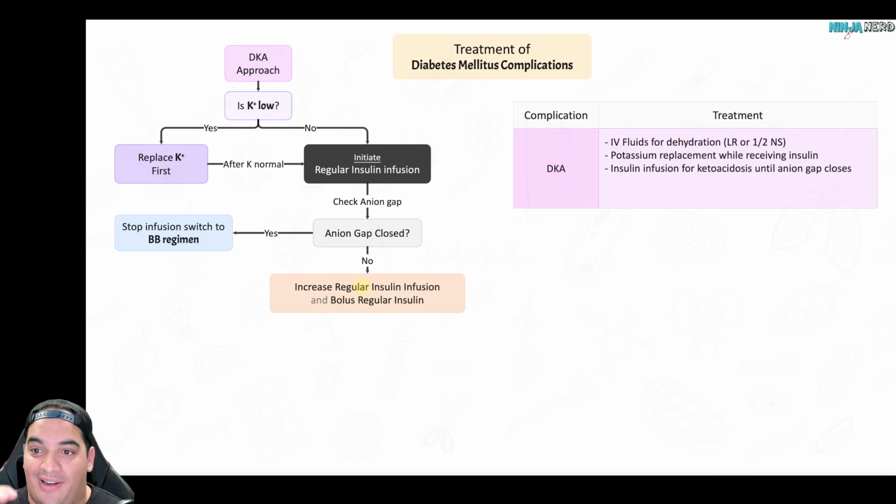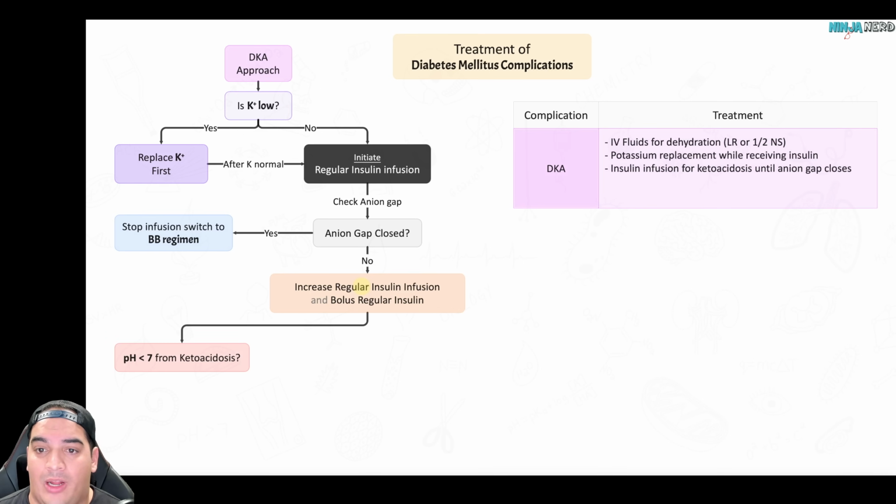So again, start off with fluids, check their potassium. If it's normal, start the insulin infusion, check their anion gap via their BMP every 2 hours. If I check it and it completely normalized, it's less than 12, you can stop the infusion. You're good. And you can just treat them with basal bolus. If you do it and the BMP shows that your anion gap is still elevated, you have to increase the rate of your insulin infusion and then rebolus them with insulin. Keep checking their BMP every 2 hours.